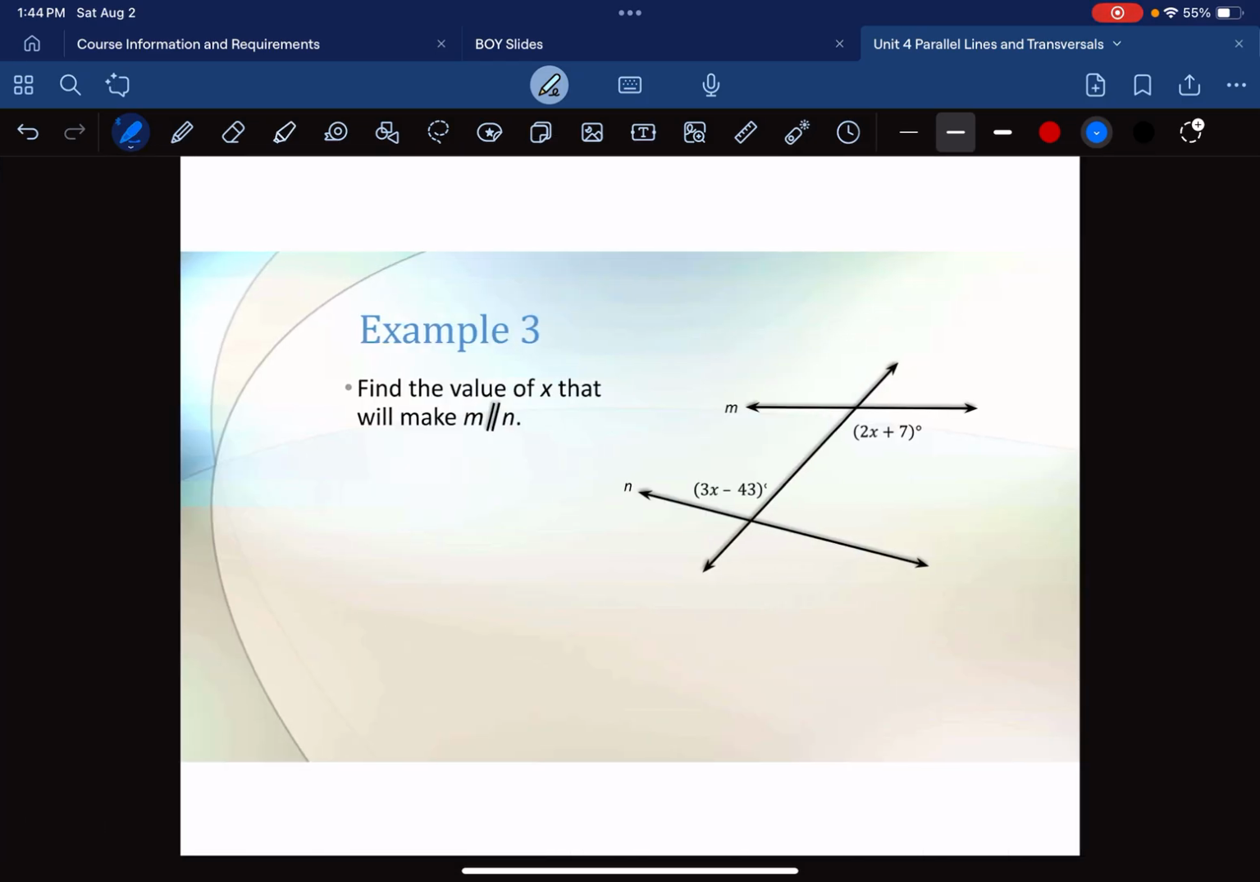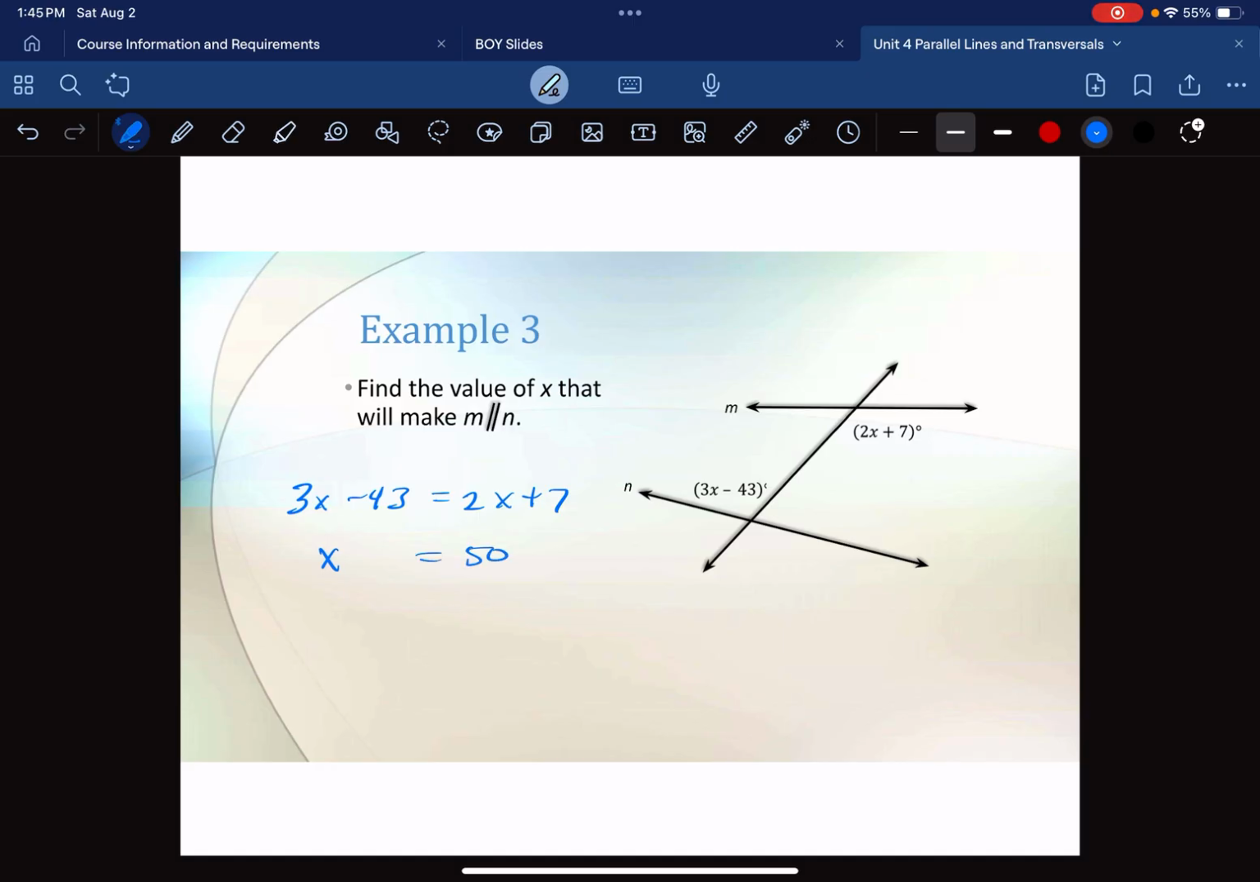Find the value of x that will make M parallel to N. Well, name that angle pair. They are interior, they are alternating, and in order for M to be parallel to N, they would have to be equal to each other. So 3x minus 43 would have to equal 2x plus 7. So I'll subtract 2x from 3x, and I'll add 43 to 7.